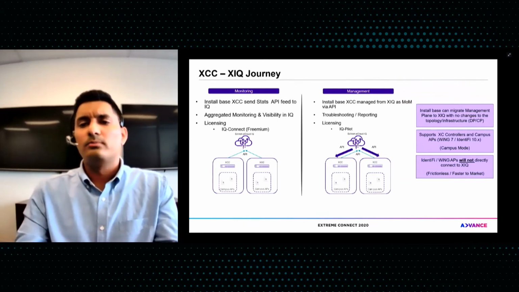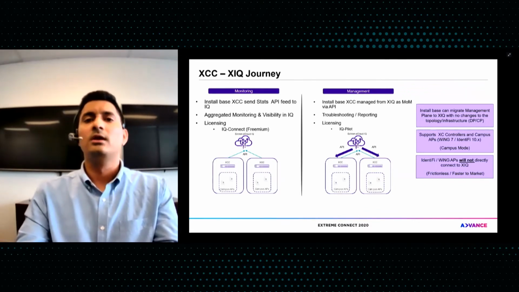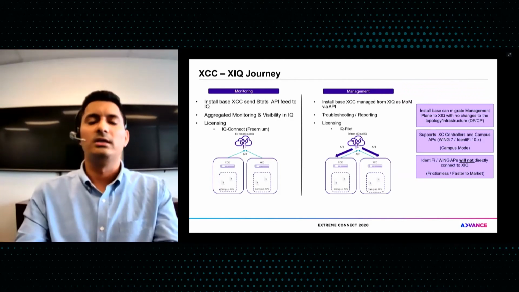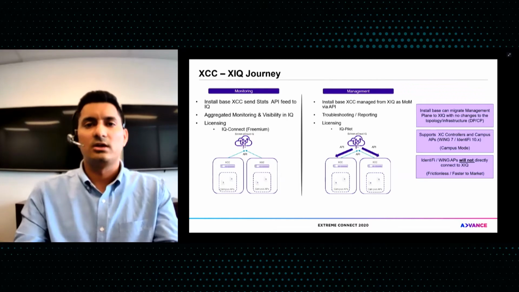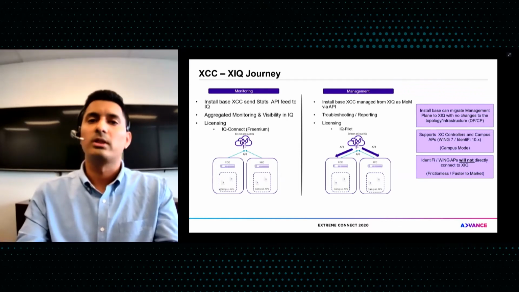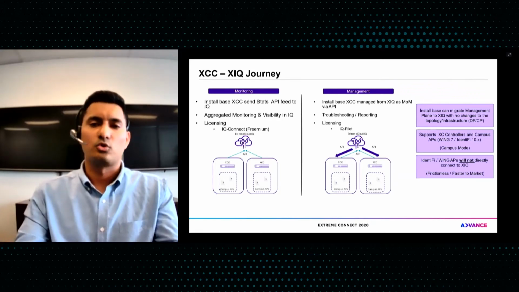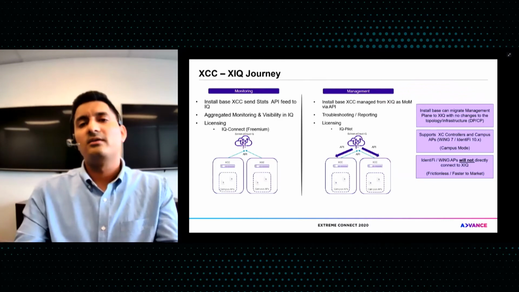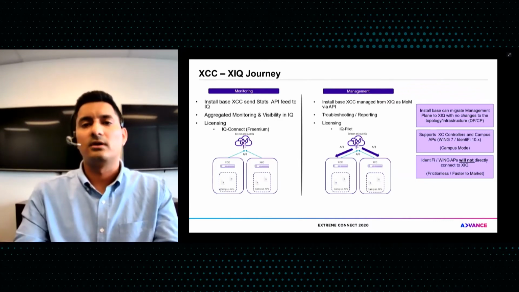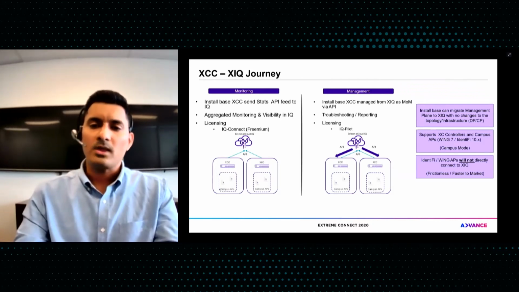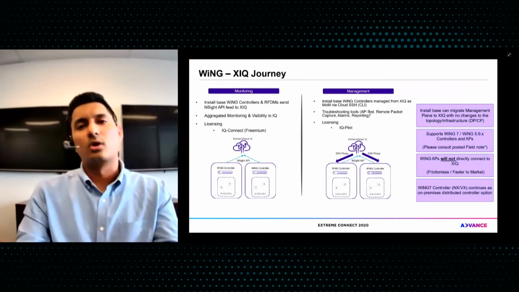A few bullet points here: when you add your XCC controller, you are only migrating or sharing the management plane with the XIQ. You are not making any changes to the data plane or the control plane that is already in place with regards to your on-prem controller. Both Identify and Wing 7 access points are capable of reporting into the XIQ via XCC, so that should not be a problem. So let's take a look at how it works on Wing.